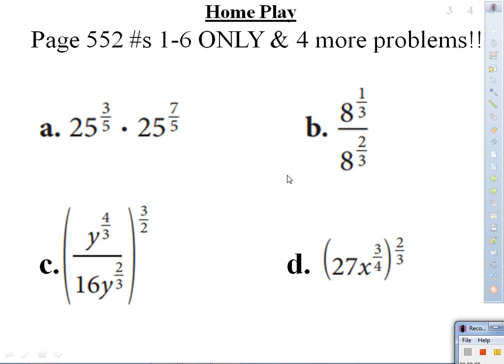All right, copy the homework for tonight. Page 552, numbers 1 through 6 only, and 4 more problems, which are those. Today we're going to crank it up about 5 notches.